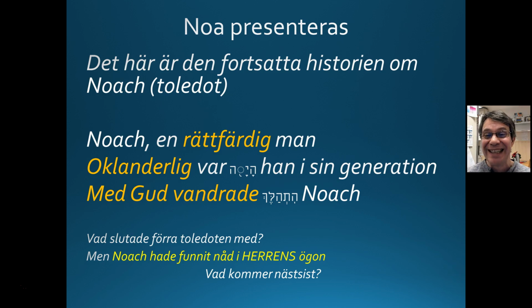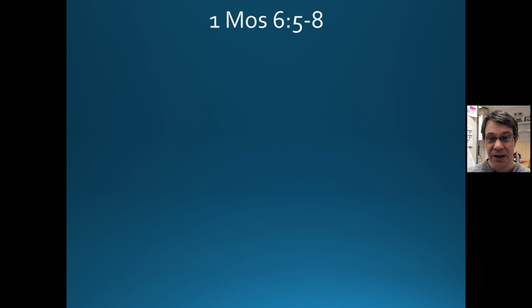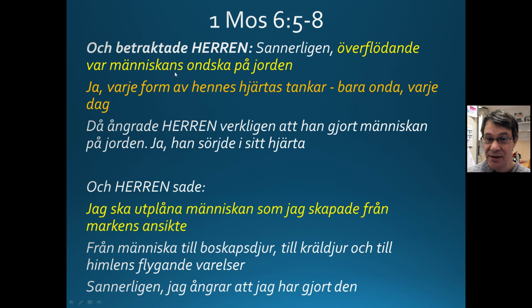What came before the mention of Noah? What was told in the end of the Toledot of mankind in chapter 6, the first 8 verses, especially the last 4? It's this: how the Lord saw that evil on earth was overflowing, every form of the thoughts of the heart only evil every day, and he regretted that he had made man on earth. And he said, I will extinguish man whom I created from the face of the earth, and with him all the animals, for I really regret that I have made them. This is what comes next to last, before Noah is mentioned.